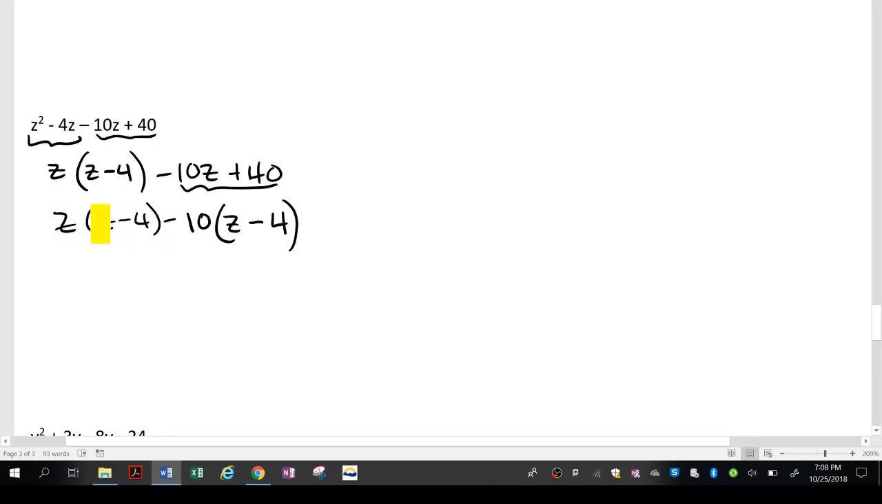Now we have set ourselves up with z minus 4 in common with both terms, so we can factor out z minus 4. And when we divide both terms by z minus 4, we're left here with z and here with minus 10.